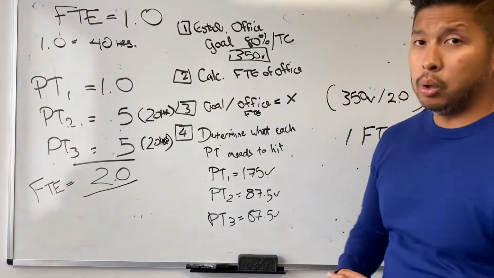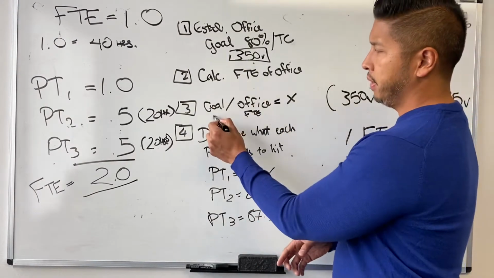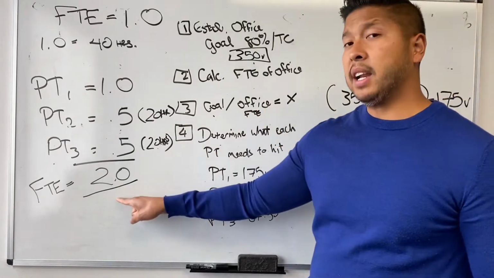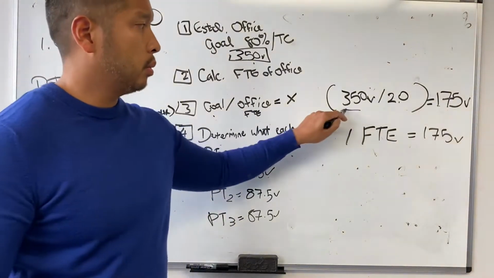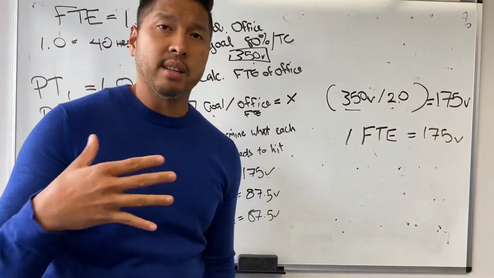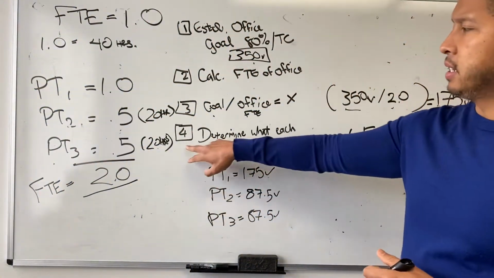So the third step: you're going to take the goal of the office and simply divide it by the office FTE, which we defined as 2.0. So here we go, 350 visits divided by 2.0 equals 175 visits. Now we can take that number and move on to step 4.